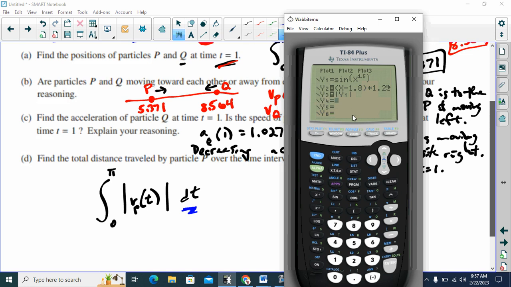We only want to graph y3, so we are going to turn off y2, make sure y1 is off, calculate the integral, and we will start our integral at 0 and end it at pi. Notice previously when I just graphed y1, it came down here. If I had integrated, it would have counted this as negative area. We don't want that. We want all of it to be positive. So starting at 0 and ending at pi.